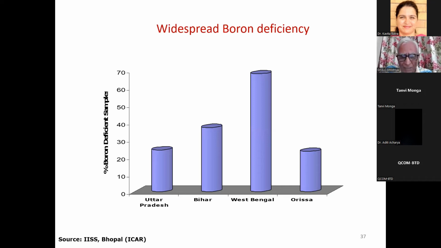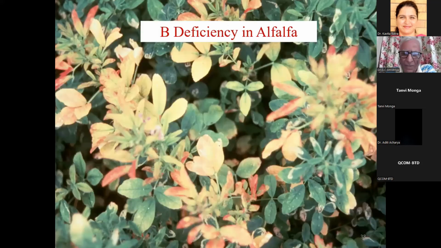Boron deficiency in our country is widespread in the eastern part, West Bengal, Bihar, and Orissa particularly, and now it is gradually increasing towards UP also. The eastern part is very much affected, you see maximum boron deficiency on these soils in the eastern side of the country. Next, please.